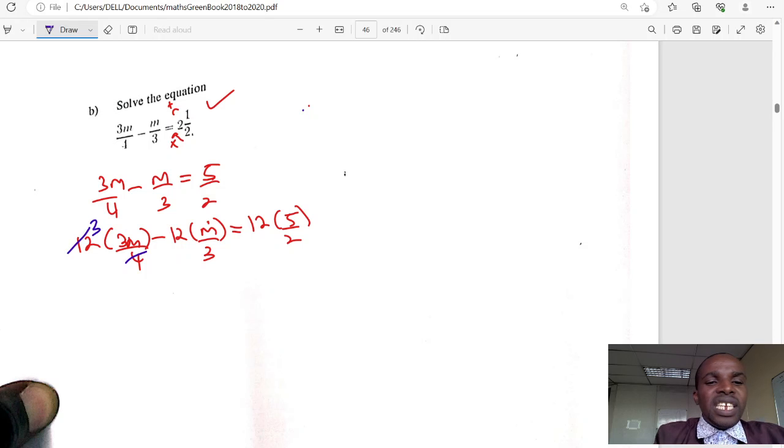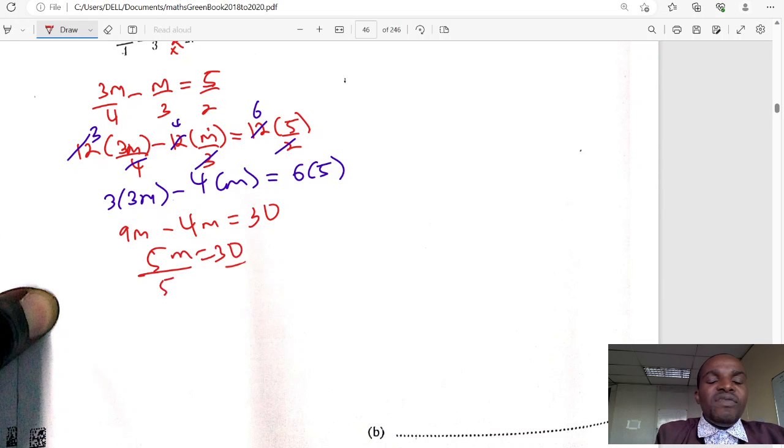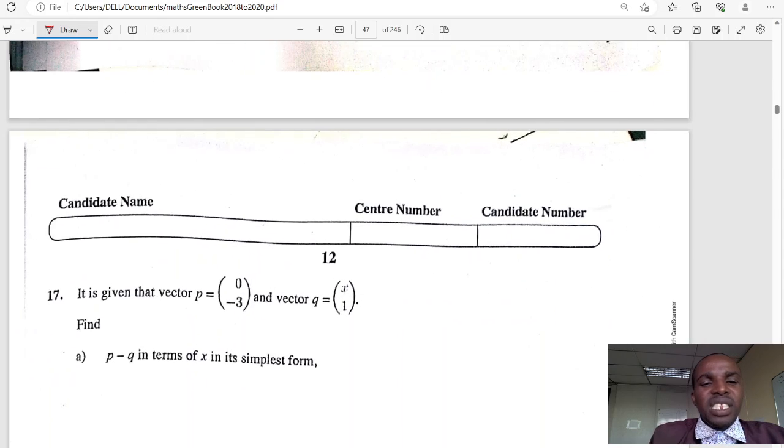4 into 12 is 3. 3 into 12 is 4. 2 into 12 is 6. So it will be 3 times 3m minus 4 times m is equal to 6 times 5. Write the thing that will be left first, otherwise you make errors. That's 9m minus 4m is equal to 30. 5m is equal to 30. Divide by 5, you get m equals 6. Just like that.